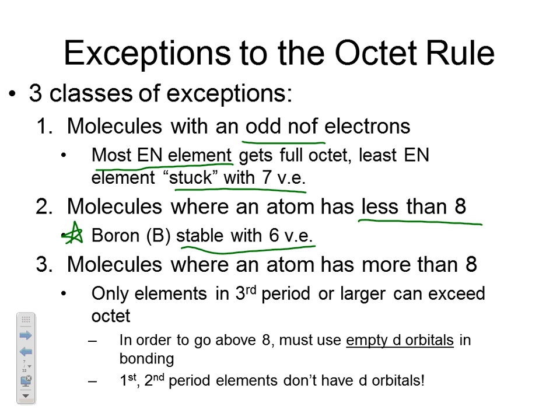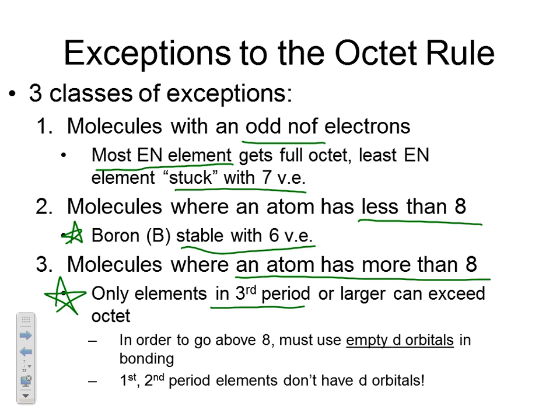You can also have molecules where an atom will have more than 8 electrons around it. Now this is very important because this is the most common exception that comes up. Only certain elements on the periodic table can do this. Only elements that are in the 3rd period of the periodic table or larger, meaning they're in 3rd, 4th, 5th, 6th, 7th, etc. So basically starting with sodium and anything bigger, but non-metals because we're talking about covalent bonding. Only elements in the 3rd period or larger can exceed the octet.